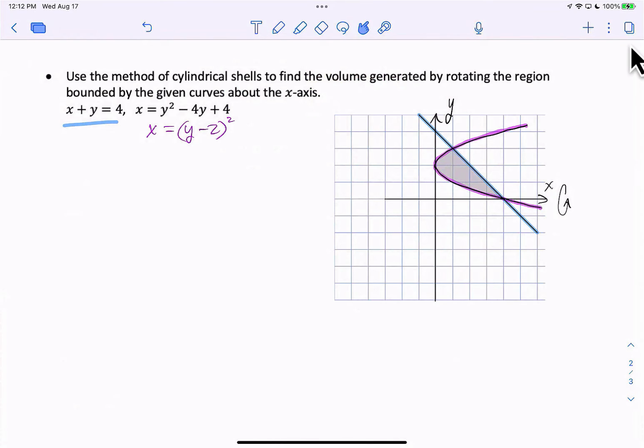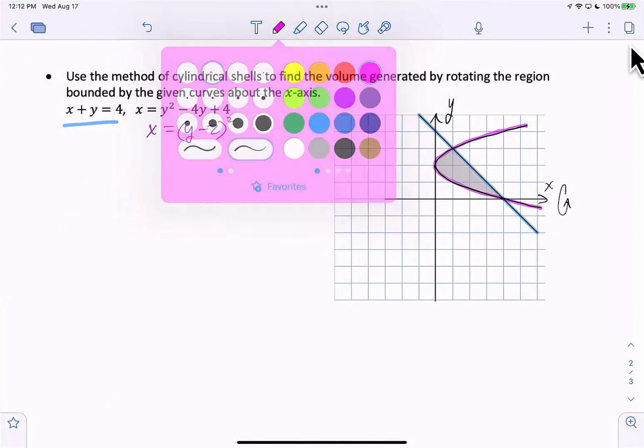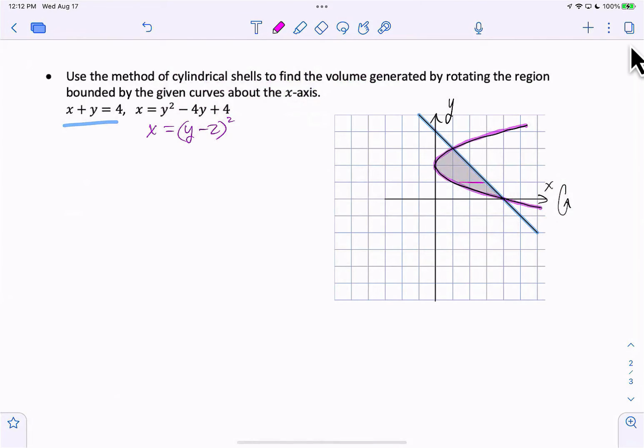Here's our region. Hopefully you recognized y squared minus 4y plus 4 as a perfect square trinomial or thought to complete the square. In any case, we have a parabola and a line, and we're looking at the region between the two. We're going to rotate about the x-axis, which means that I'm thinking about a representative rectangle that is horizontally oriented, which means that we're going to integrate with respect to y.